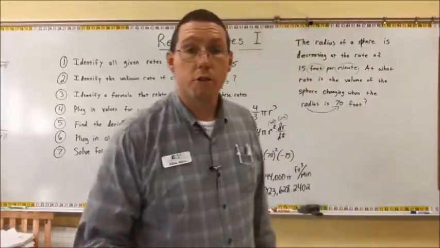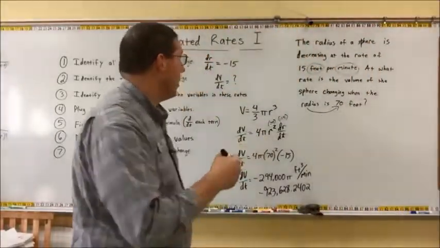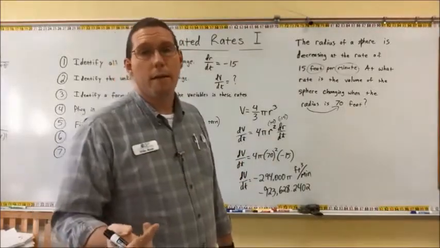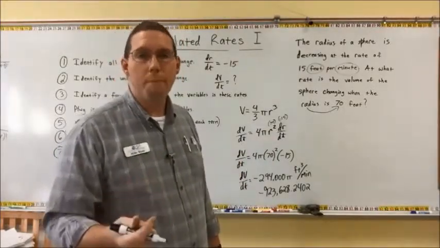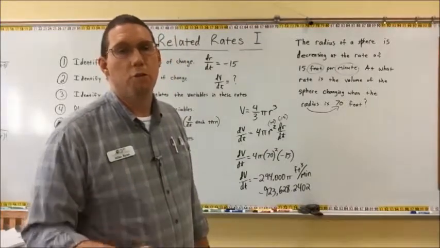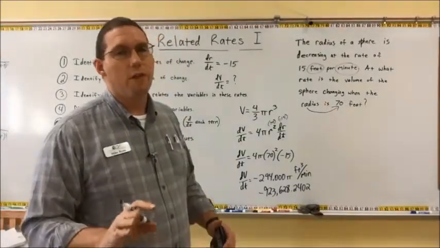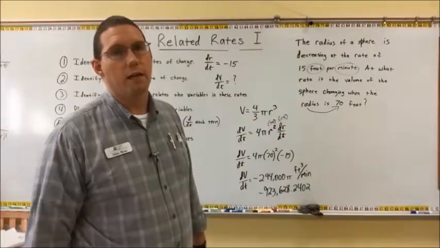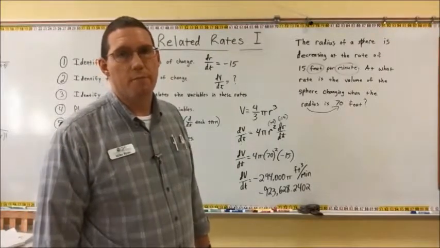Okay. All right, so here's a situation with a volume and a radius. What I'd like to do now is move on to a new shape. We're going to move on to right triangles. We're just going to do maybe 2 or 3 examples with right triangles, and then you should have a very solid understanding of the basics of related rates.